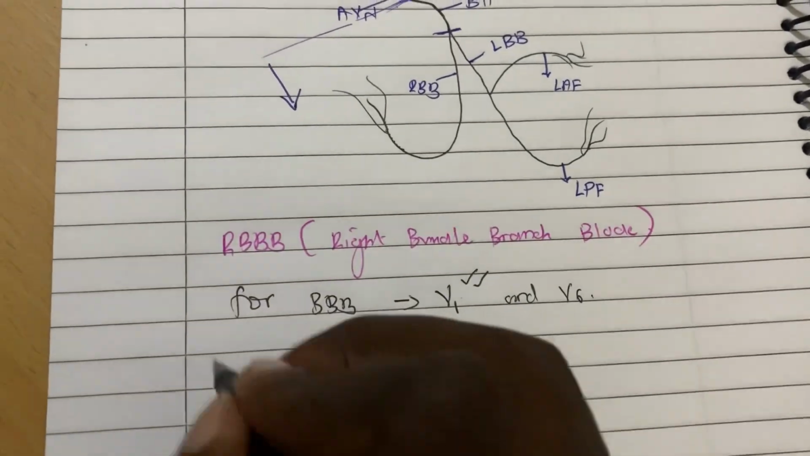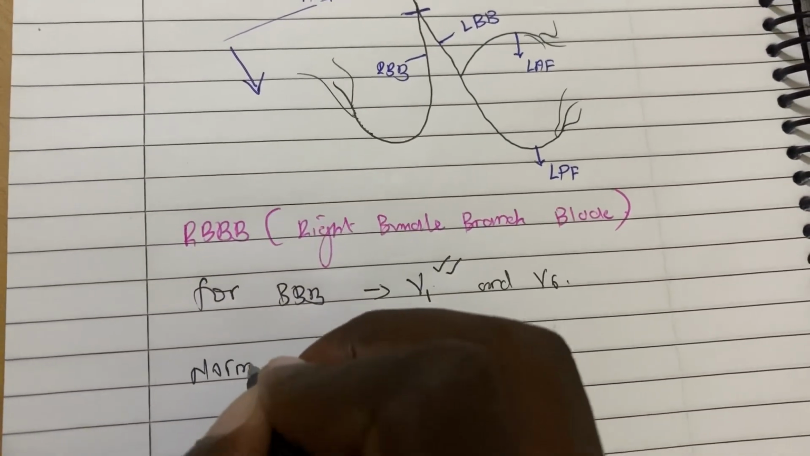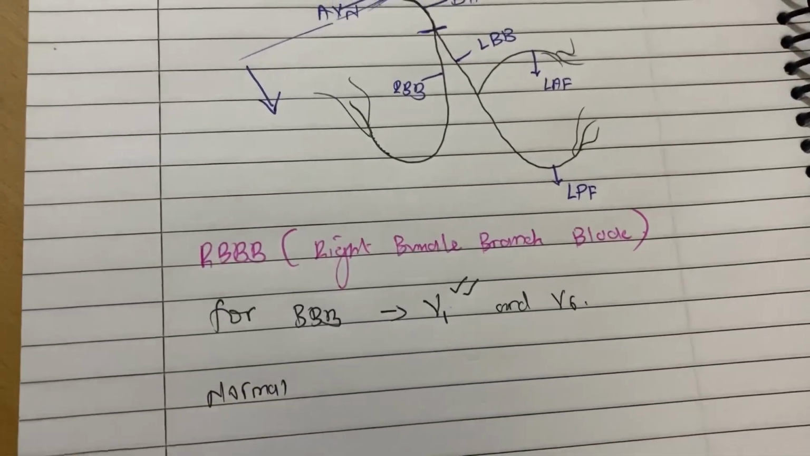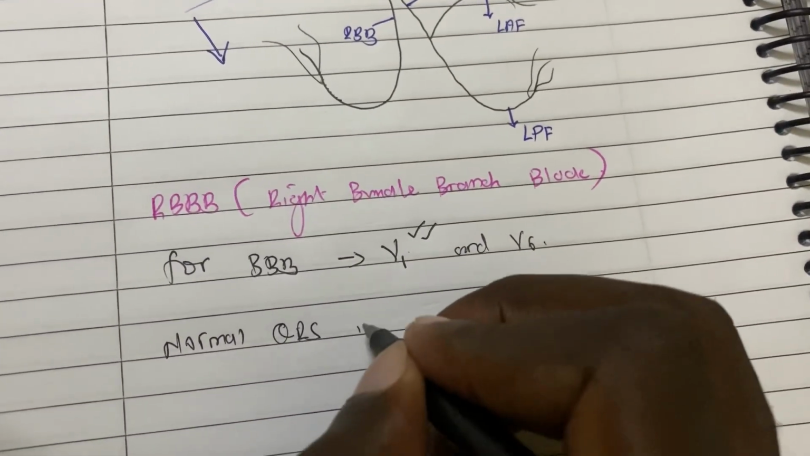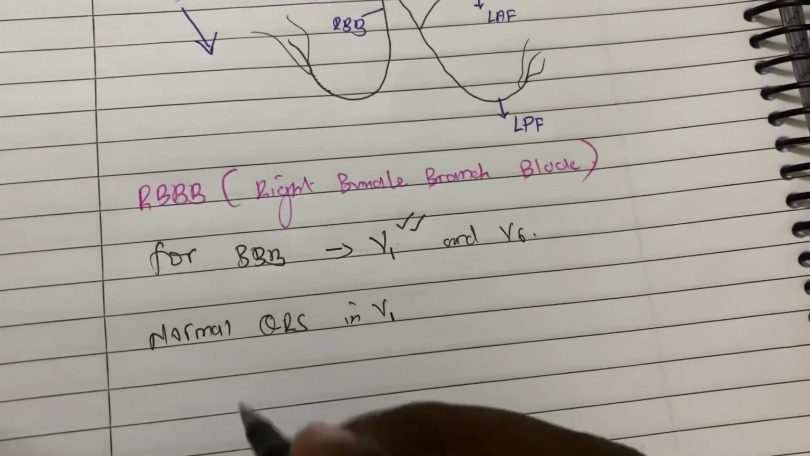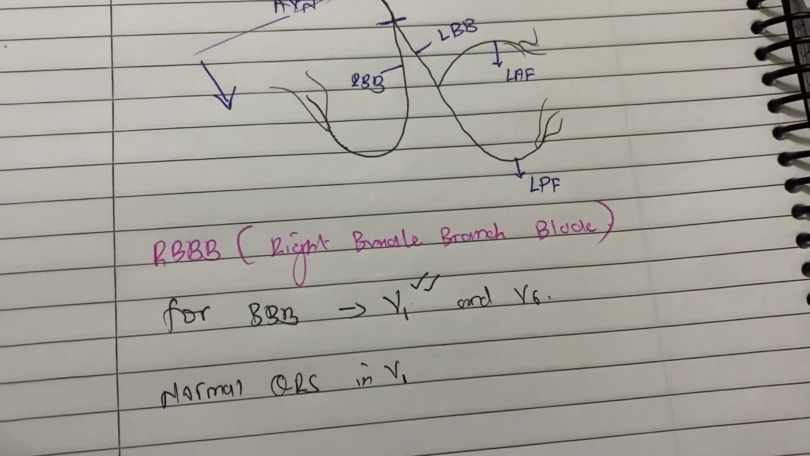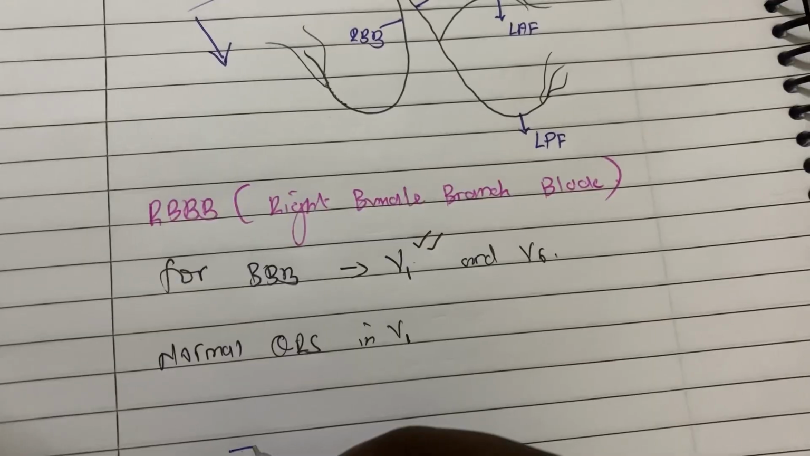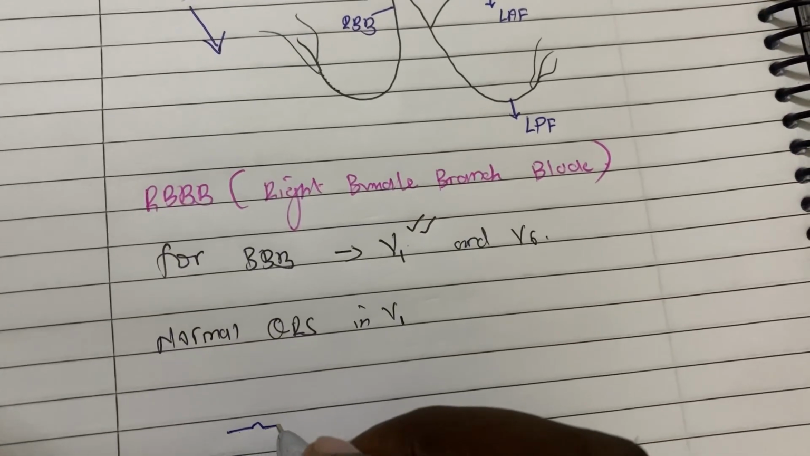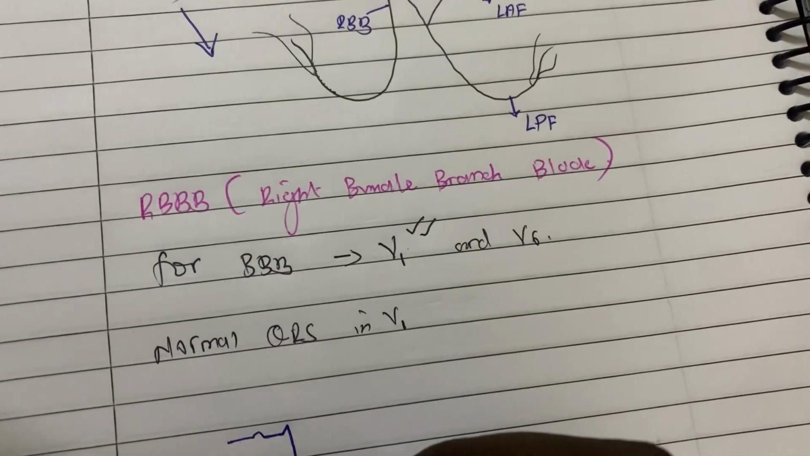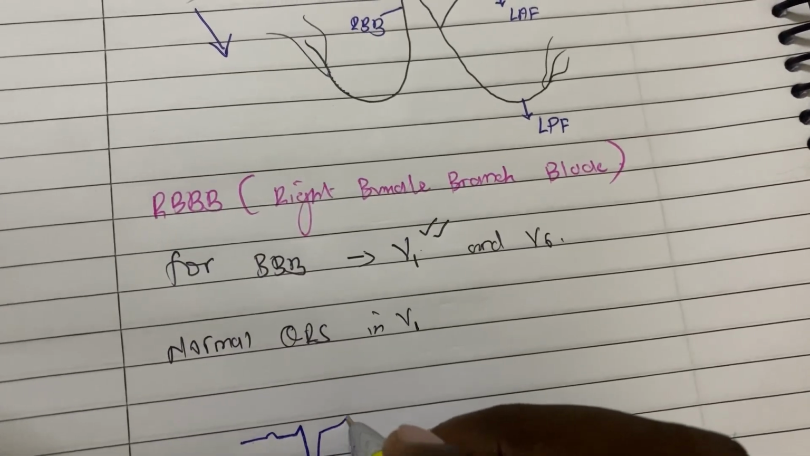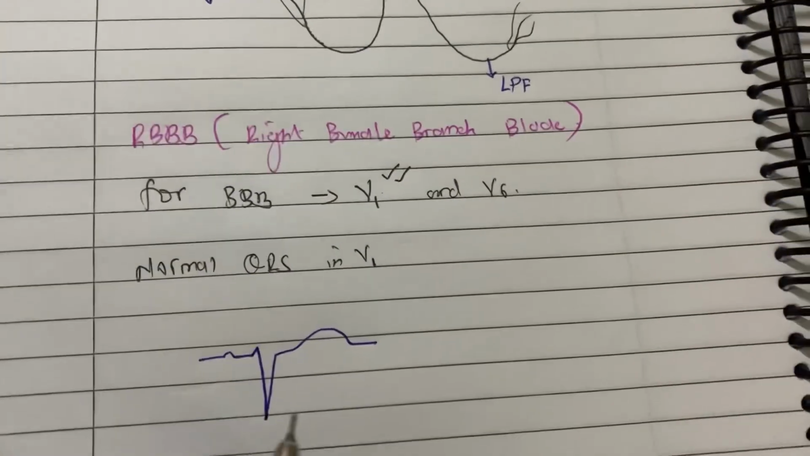So what do we expect in normal? Again we are checking the QRS. Normal QRS in V1, what do we expect? We expect a P wave, then a small r and a deep S, and then a T wave. This is what we expect.